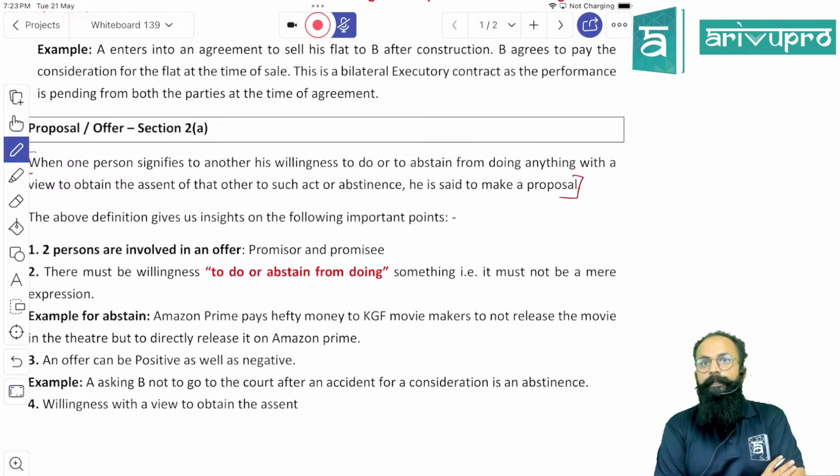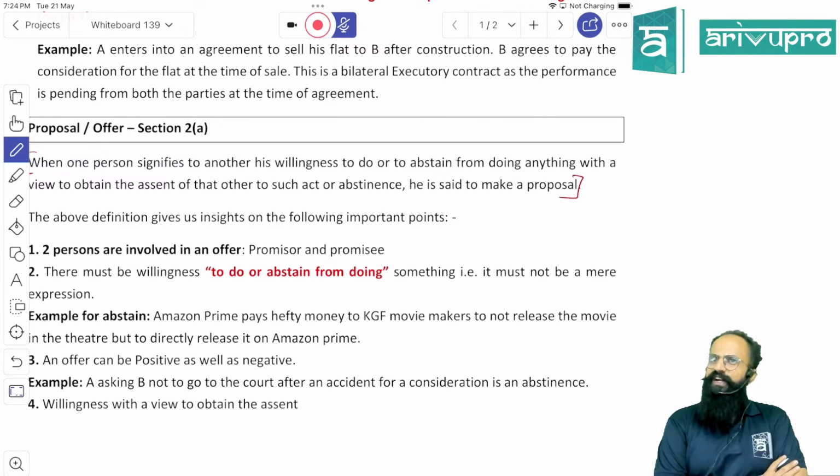So when one person signifies to another his willingness to do what he wants to do, he will inform the person what he is willing to do, or he may abstain. But this act should be done in such a way that the other party must feel he is trying to inform him or intimate him something. That is what is called an offer. Okay, fair enough.